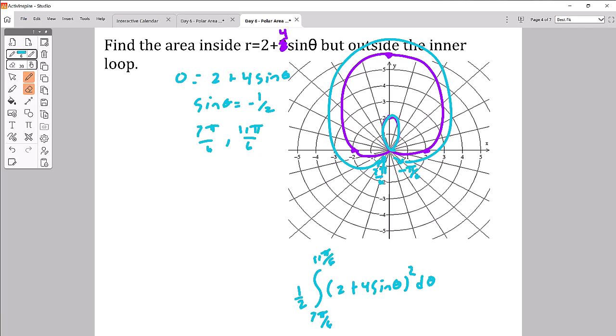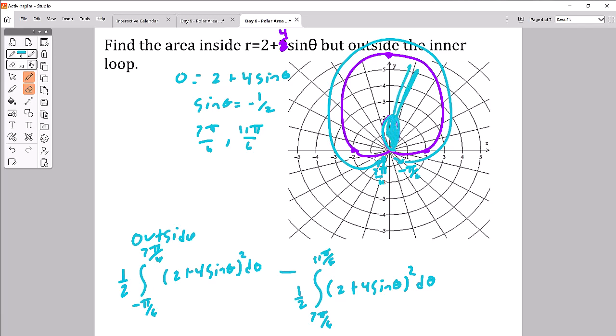Now, as we go around this outside, it's going to get shaded and that inner loop is going to get shaded. So what we want is this area on the outside: the 1/2 integral from negative pi/6 to 7 pi/6 of 2 plus 4 sine theta, squared, d theta. We want that, and we want to subtract the inner loop because it's shaded as we go all the way out to here, and we don't want the inner loop at all. So we're going to subtract out the inner loop that we found there.